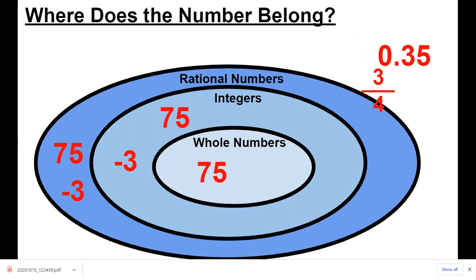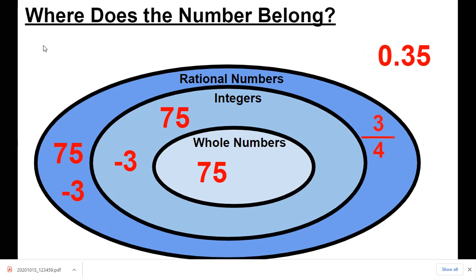Okay, now we have 3/4. Where is that going? That is a rational number, and that's all that it is. It is not an integer because it's a fraction. It's not a whole number. It's not how we would count in kindergarten. We wouldn't count 1/4, 2/4, 3/4, right?